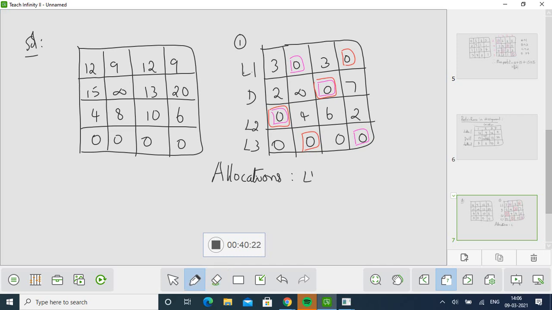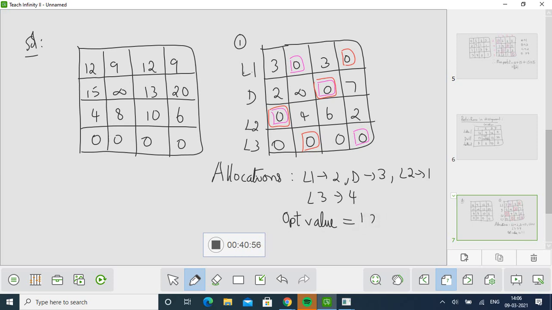My L1 goes to 2, then my D goes to 3, my L2 goes to 1, and my L3 will go to 4. Now look at the values. I have taken only the purple count. So for the purple count, I have to add. So the optimum value equals the first entry in the question. What is the first entry in the question? It is 12.